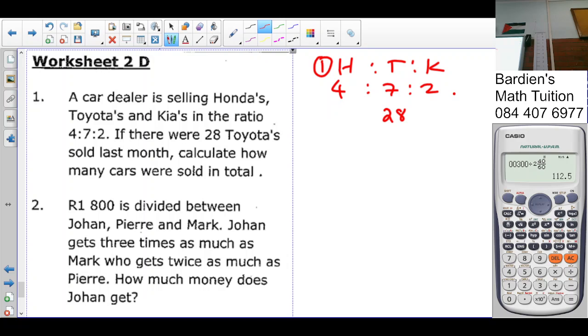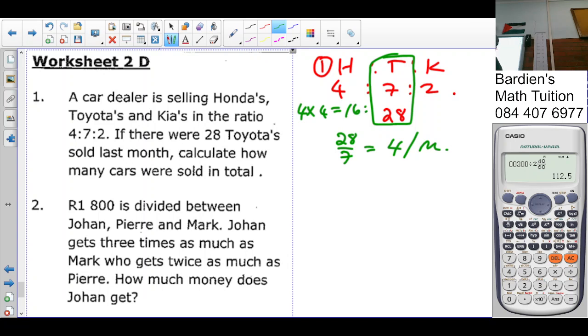So the 28 Toyotas were sold last month. Calculate how many cars are sold in total. So we're going to bind this here. We then say 28 divided by 7, which is 4 per part. So how many are they selling here? 4 times 4, which is 16. Here, 2 times 4, which is 8. So your total number, 16 plus 28 plus 8 is 50.